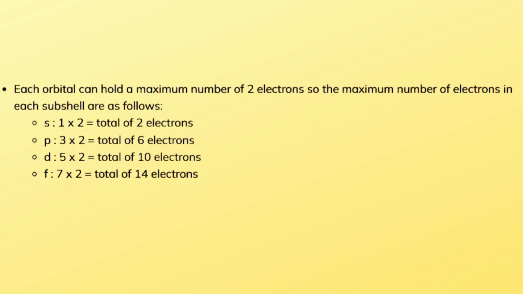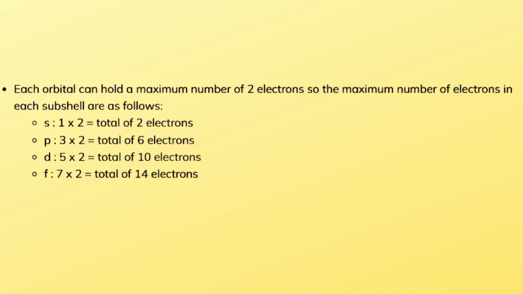Now, what about an orbital? How are the electrons located inside an orbital? Each orbital can hold a maximum of 2 electrons. So the maximum number of electrons in each subshell: as I told before, s contains 1 orbital, and 1 orbital can hold a maximum of 2 electrons. So the s subshell has a total of 2 electrons.